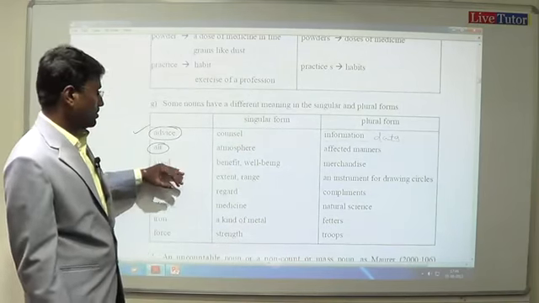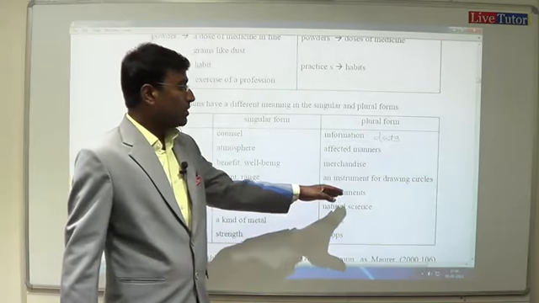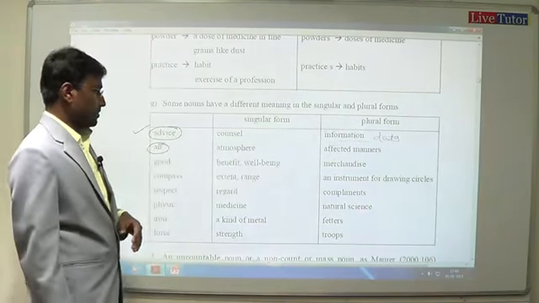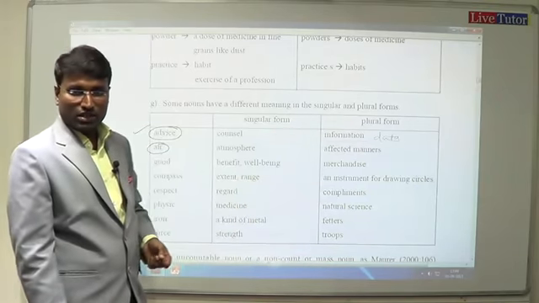Similarly, good, which means benefit and well-being in the singular form. Whereas in the plural form, merchandise. Again, compass, extent, range. Whereas in the plural form it is an instrument for drawing circles. நீங்க மேக்ஸ்ல யூஸ் பண்றீங்க இல்லையா, காம்பஸ் வச்சு பென்சில் வச்சு நீங்க you make a circle, right? That is. Then respect அப்படின்றத regard அப்படின்னு சொல்றோம், compliments அப்படின்னு சொல்றோம். This normally you see in the invitations, marriage invitations.